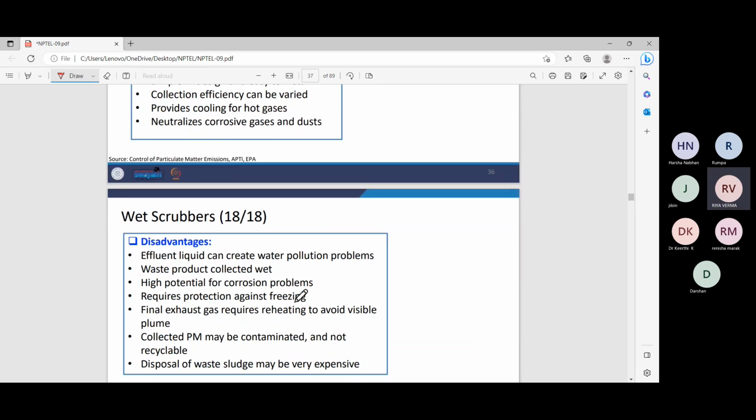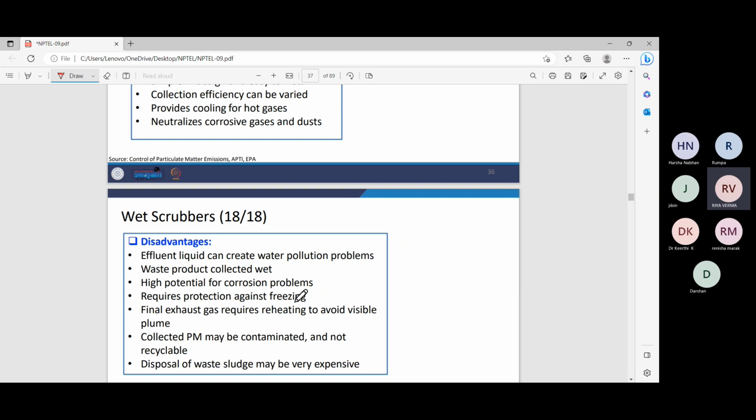What are the disadvantages of these wet scrubbers? First, a large amount of water pollution problem is created due to the effluent liquid being generated. Also, the waste product that is collected is wet, so the processing of that waste is a bit complex or difficult as compared to dry waste. Then we have high potential for corrosion problems due to moisture being present. Then it also requires protection against freezing, so it can't be used in conditions where we have very low temperatures.